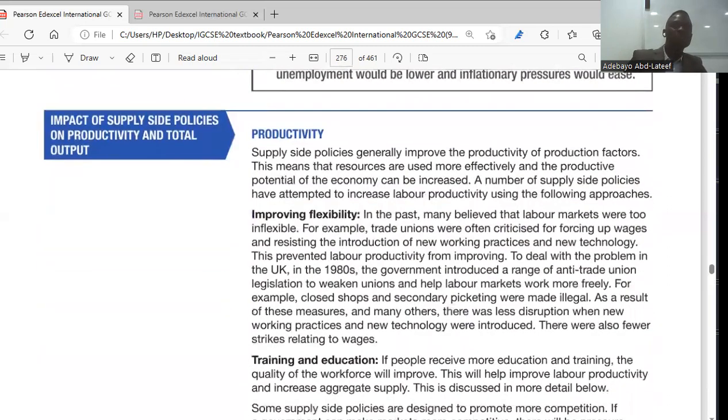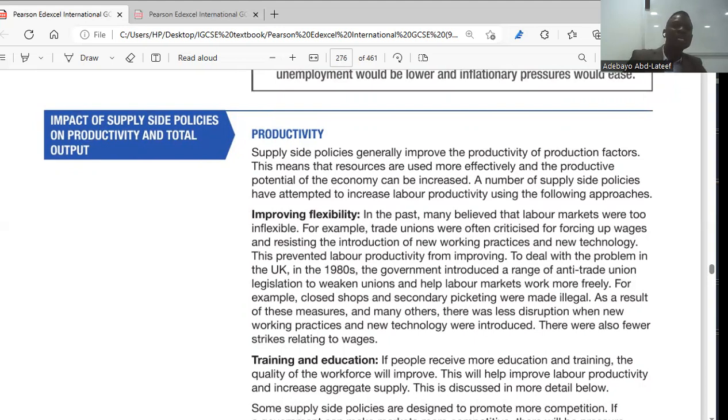So go to the impact of supply side policies on productivity and total output. So with supply side policy, what happens with productivity? The first thing is that productivity has to increase. For productivity to increase, government might use supply side policy. How can they use it? Look at what they said here. They wrote, supply side policies generally improve the productivity of production factors. This means that resources are used more effectively and productive potentials of the economy can be increased.